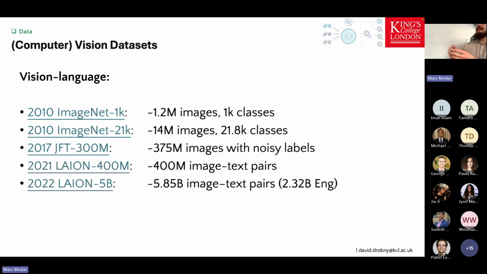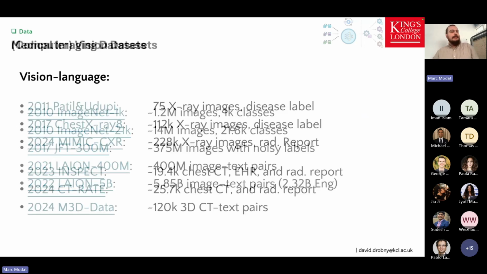So over time, we have gone from ImageNet, a very important resource on the scale of 1 million images in 1,000 classes, that has then been extended over time. And more recently, we are in the magnitude of billions of image-text pairs for vision language models.